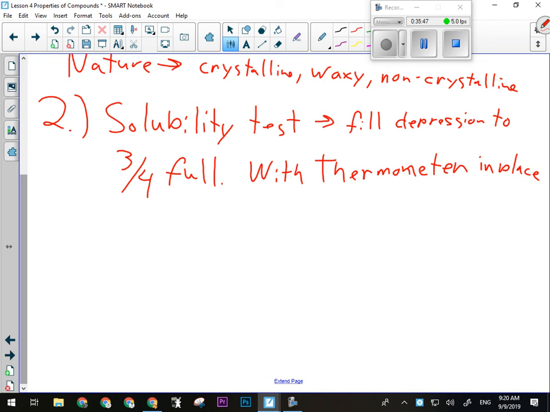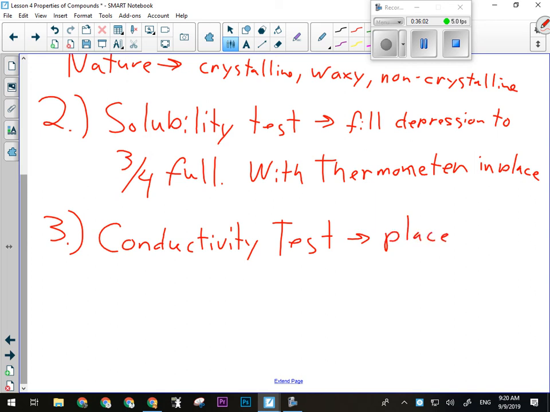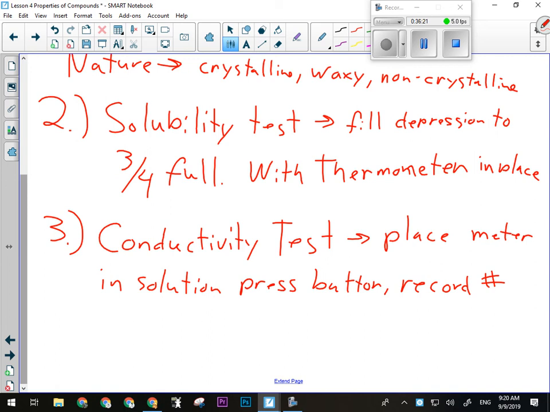Okay, third test, conductivity test. Okay, while you're writing that down, I'm going to run across and grab some of these things so you can see what I mean. Some of the materials that you will get in the lab.